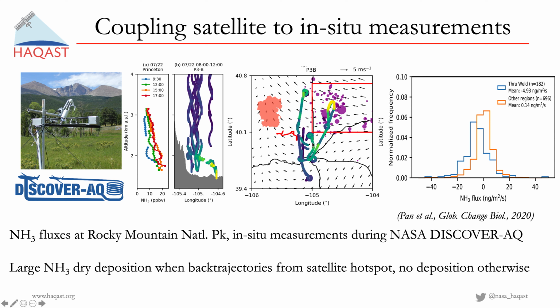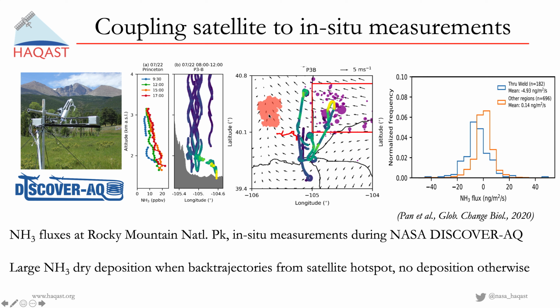We saw this with the mobile lab. But what we did is we looked for cases where we saw positive flux, meaning emissions, or negative flux, deposition. And what we saw is when the back trajectories went through this ammonia hotspot region defined by the satellite, we saw net deposition at Rocky Mountain National Park. When the back trajectories at Rocky Mountain National Park went through any other region besides this hotspot region, we basically saw no deposition or emission at all.